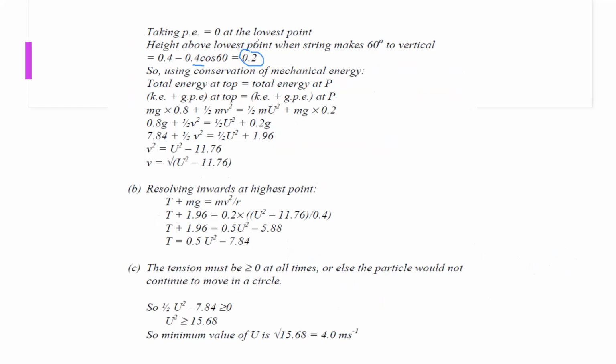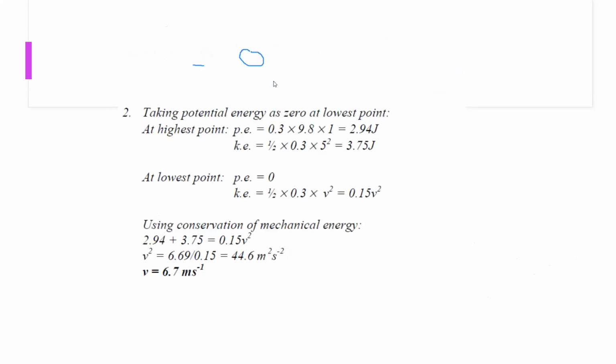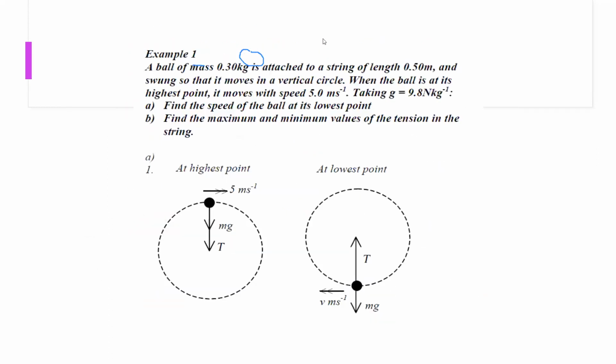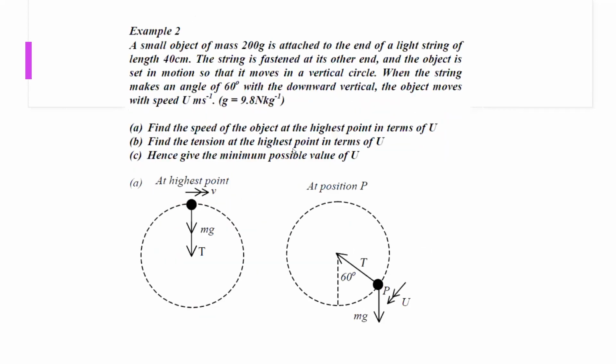Then we will apply the conservation of energy, because in the previous example, at the highest point it had potential energy and kinetic energy, and at the lowest point it had only kinetic energy. But in this example, this object will have both energies, potential as well as kinetic. So basically we'll say total energy at the highest point is equal to total energy at point P. And what is the total energy at the highest point? It's potential plus kinetic.